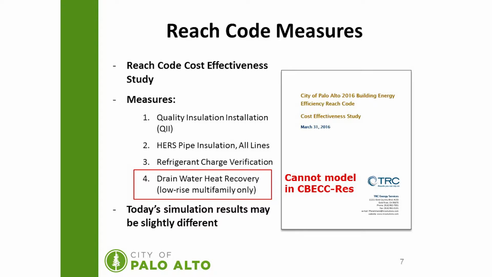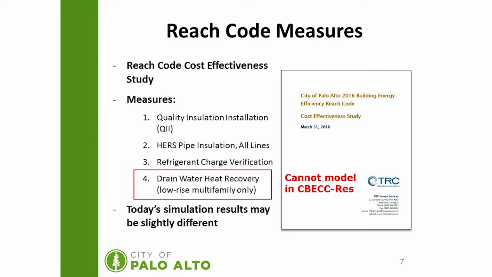The measures we're looking at were those that we included in the REACH Code cost effectiveness study. We got to these measures after looking at various measures and determining that these were both technically feasible and cost effective. The residential measures are QII, HERS pipe insulation, refrigerant charge verification, and again for low-rise multifamily, the drain water heat recovery.